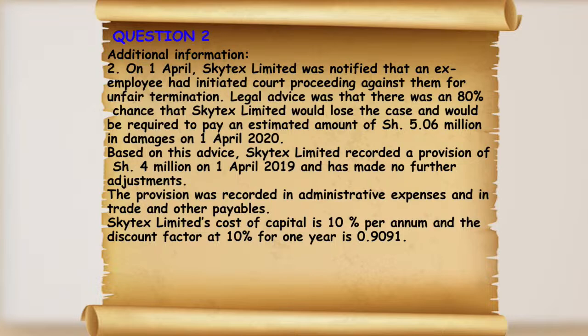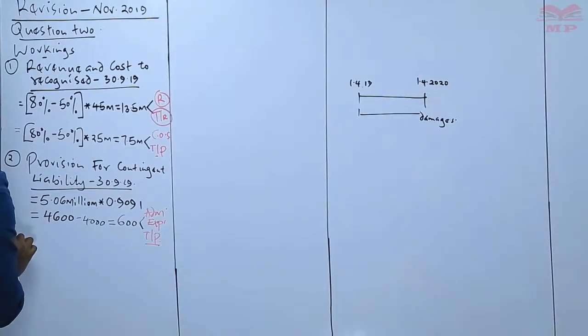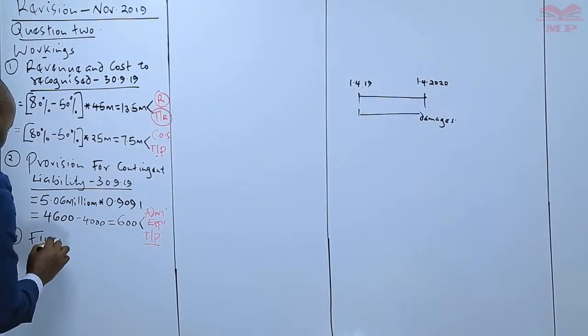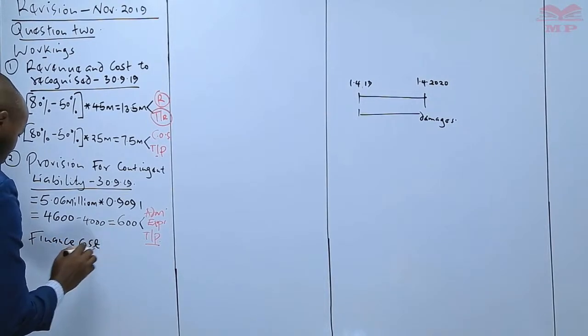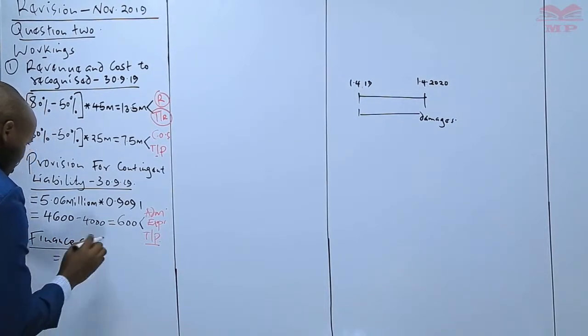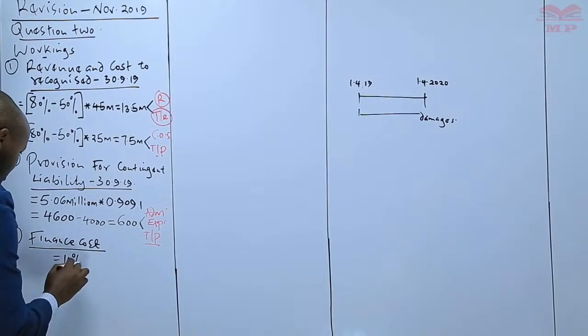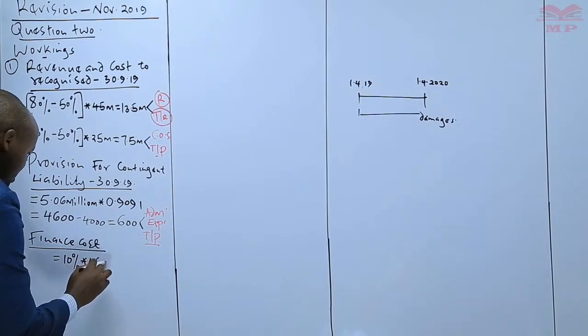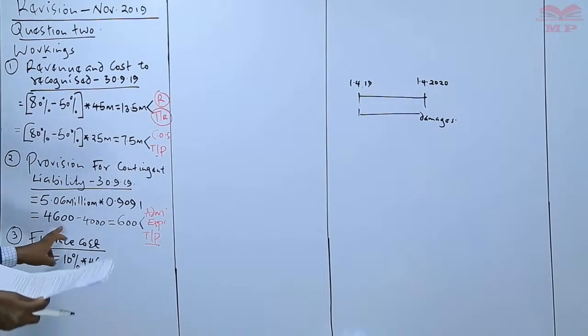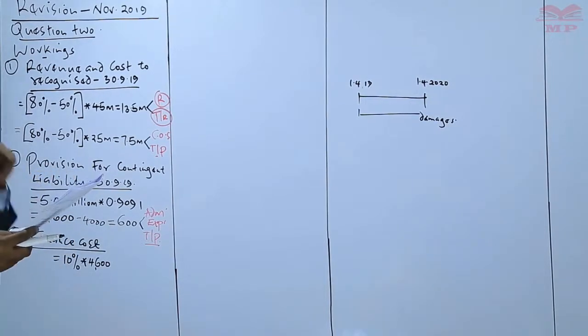0.9091. So what we also need to do is compute something known as a finance cost, because any time a company has a liability, there is a finance cost. The finance cost in respect to this contingent liability, you can compute here as working 3. The finance cost will be equal to the company's cost of capital, which is 10%, times the contingent liability. Our contingent liability is 4,600, or basically 4.6 million.